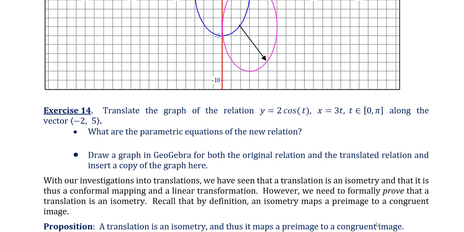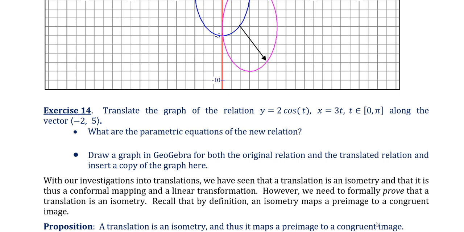Now, we've been talking about translations for a while in the last couple of videos here, but with our investigations and translations, I think with all the work we've done, you've probably convinced now that it is an isometry. That is, that it preserves distance measure, and because of that, it's also a conformal mapping and a linear transformation. It's going to map lines, segments to line segments, and lines to lines. It's going to map angles to congruent angles, line segments to congruent line segments.